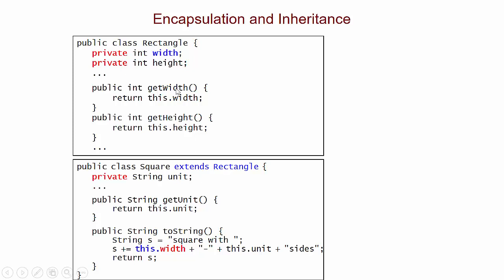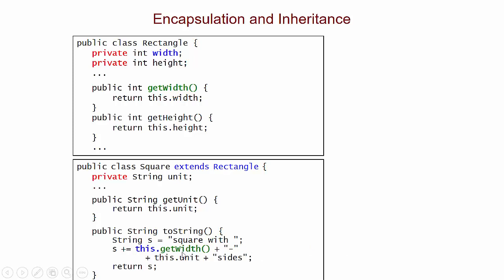So instead, we're going to have to take advantage of the getWidth accessor method, and down here we'll replace the direct access to the field with a call to getWidth. And so we're still able to get that value, we just have to use a method call to get it. The access to unit here, though, is fine because, again, unit is a private field from the same class, and so it can be accessed directly.